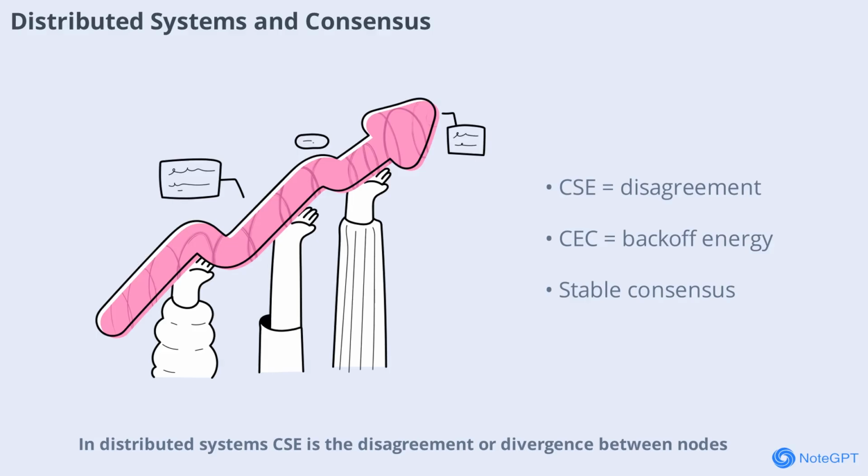In distributed systems, CSE is the disagreement or divergence between nodes, while CEC is the local backoff or retry energy. By increasing CEC when disagreement is high, nodes slow down or back off, preventing excessive churn and stabilizing consensus. This adaptive control is key to robust, scalable, distributed algorithms.